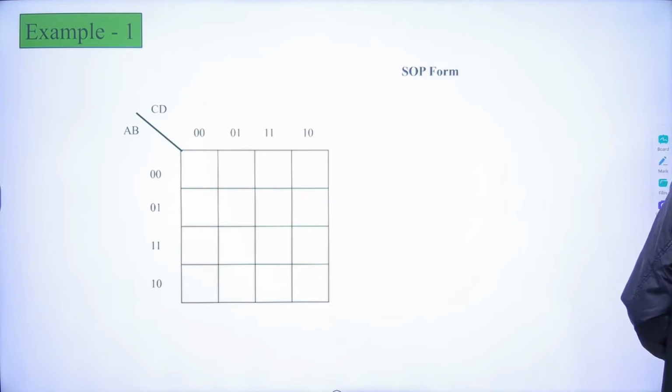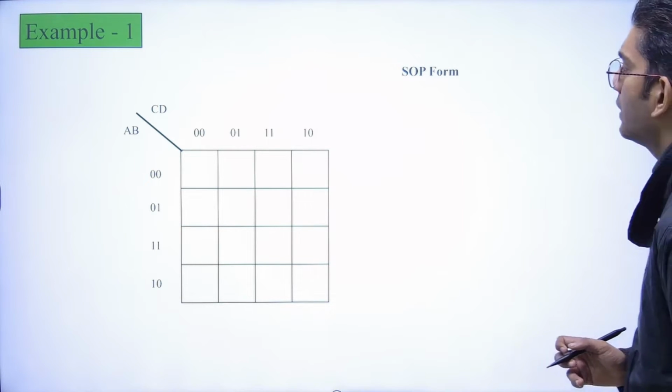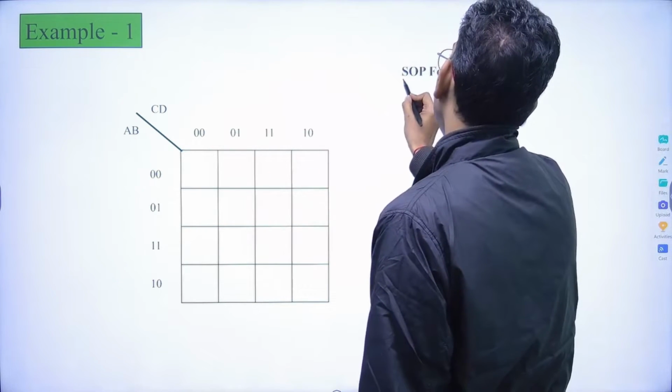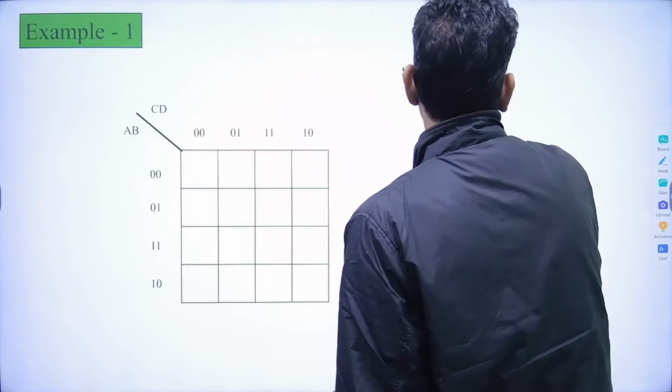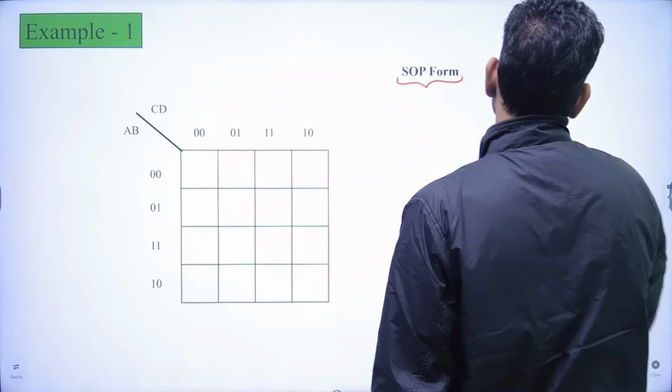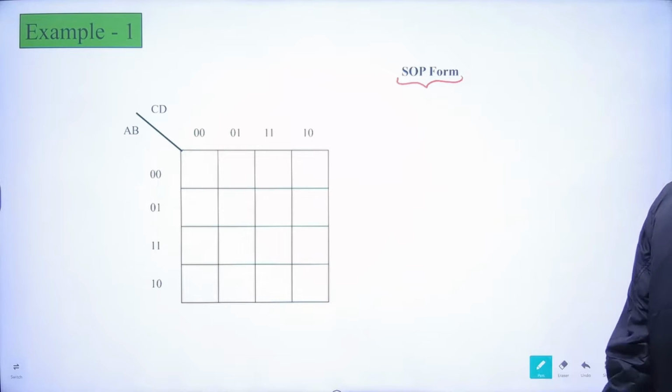So here, what we have taken is basically a 4-variable K-map. In this 4-variable K-map, I will write down some values, and then we would write the SOP format of that particular simplified expression.